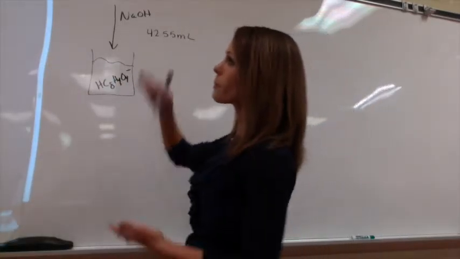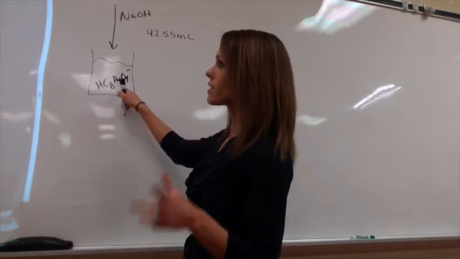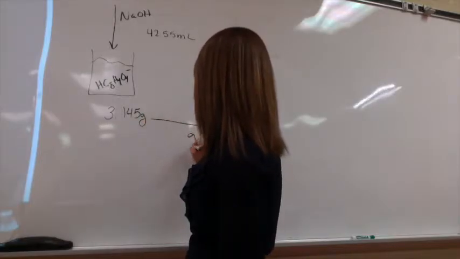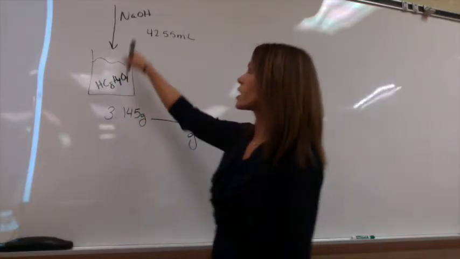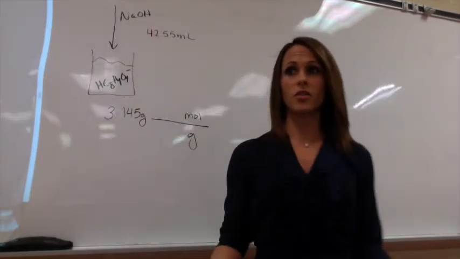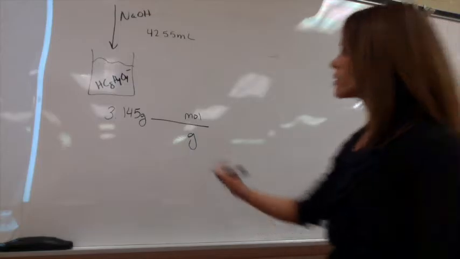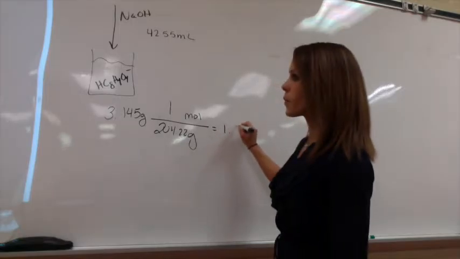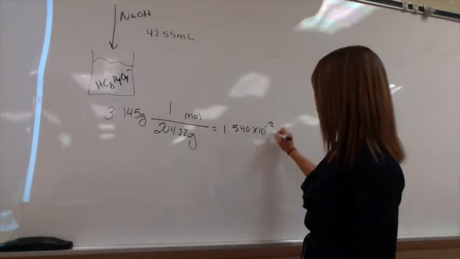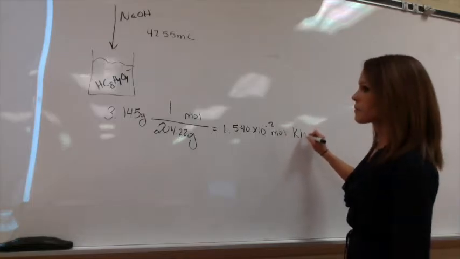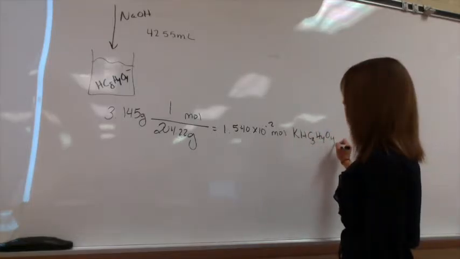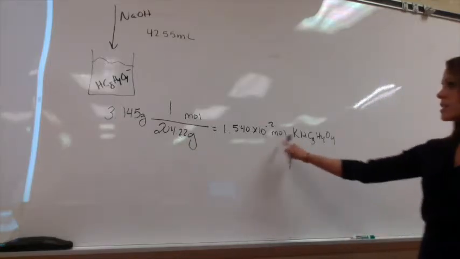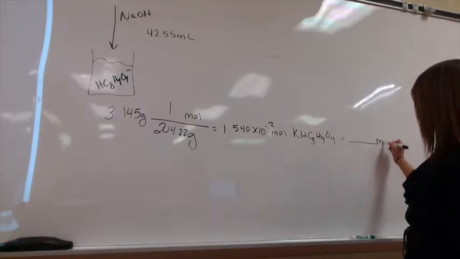We're going to solve for our moles of the potassium phthalate that's in there. So you take your 3.145 grams of it and you use the molar mass to find moles. The moles of this are equal to the moles of this at your endpoint. Agreed? So 204.22 grams is equal to 1 mole. So we get 1.540 times 10 to the negative 2 moles of our potassium phthalate. So it says that this is the endpoint when these moles are equal to the moles of OH.